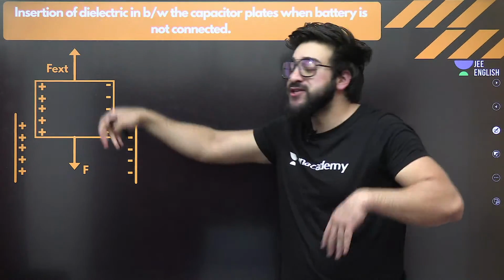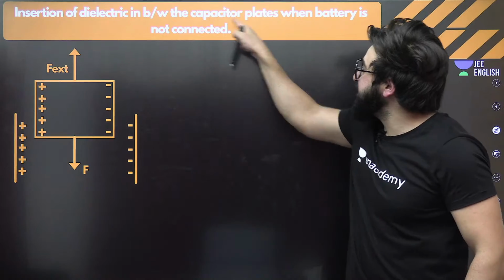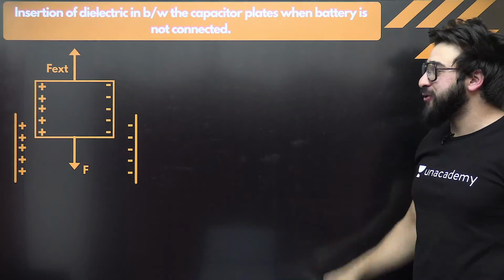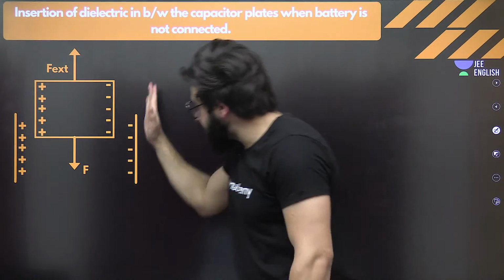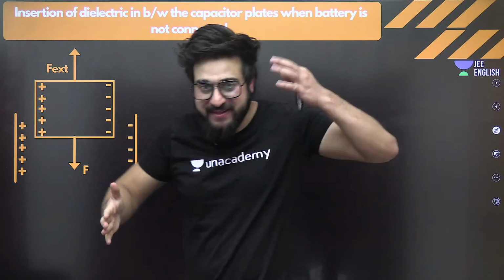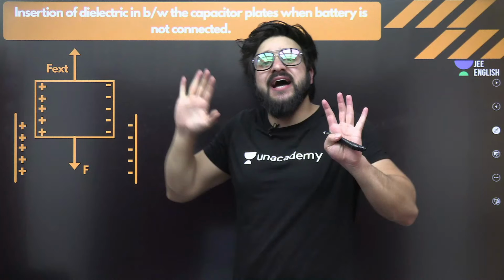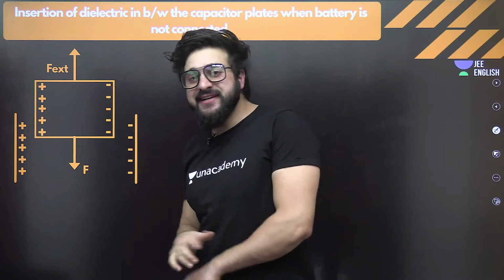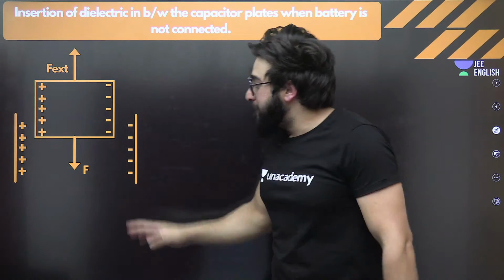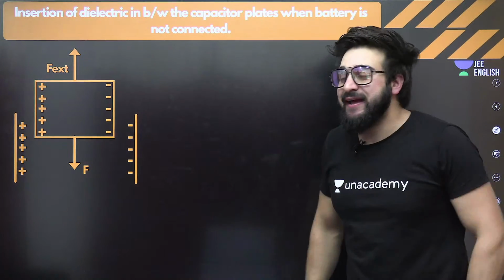That is insertion of dielectric in between the capacitor plates when the battery is not connected. Okay. If I say, for example, this is a parallel plate. This is one plate. This is another plate. Now I'm inserting the dielectric. This is the dielectric slab. So I'm inserting the dielectric in this case. So the battery is basically not connected.